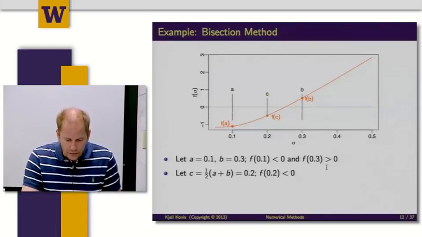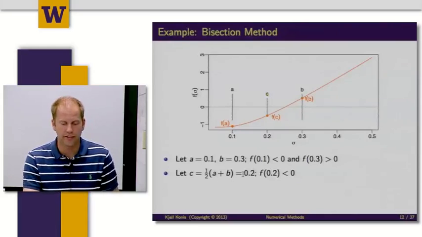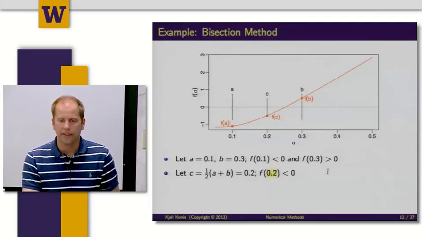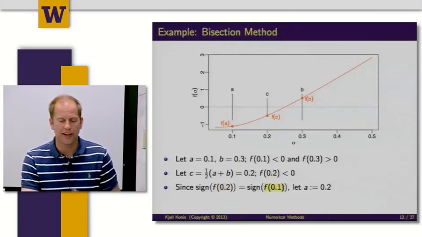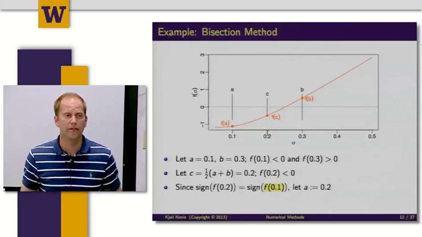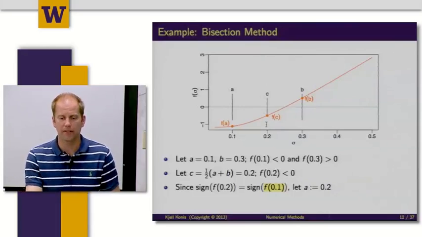This is me just explaining that all in bullet points. I calculate the midpoint and evaluate the function at the midpoint. I see that it's less than 0. Since the sign at the midpoint is equal to the sign at the left end, I now just move this point a over to 0.2. So my interval gets half as wide, but I still preserve the condition that the signs are different.